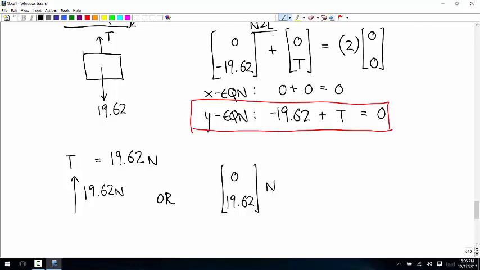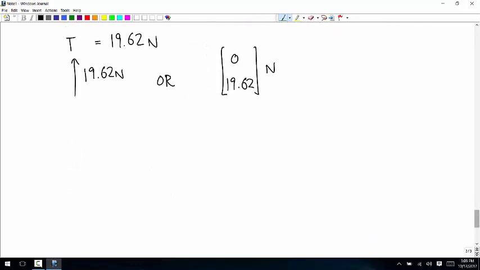But that's not what we're looking for. What we're looking for is the force vector that the cable applies to the ceiling. Okay, so we know that the magnitude is the same.